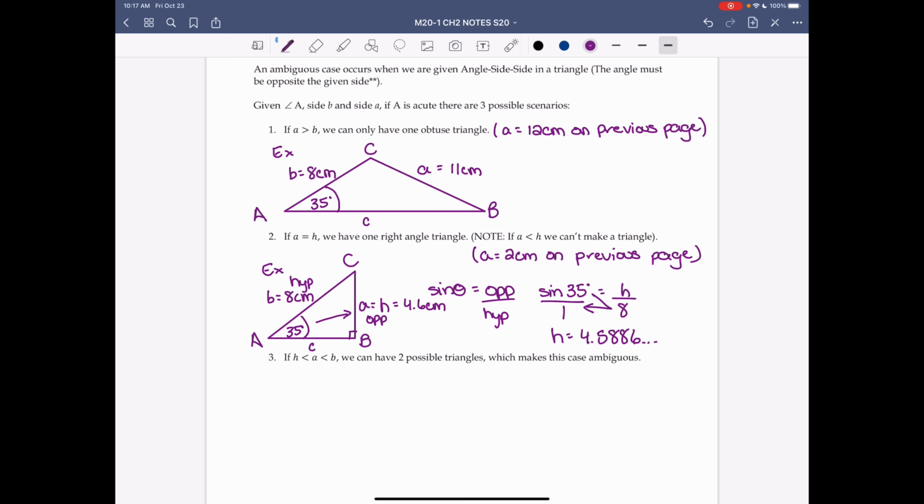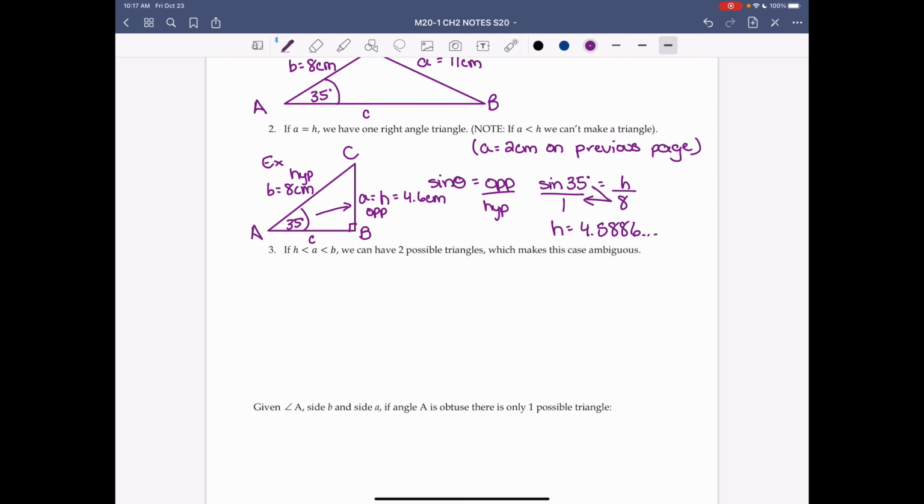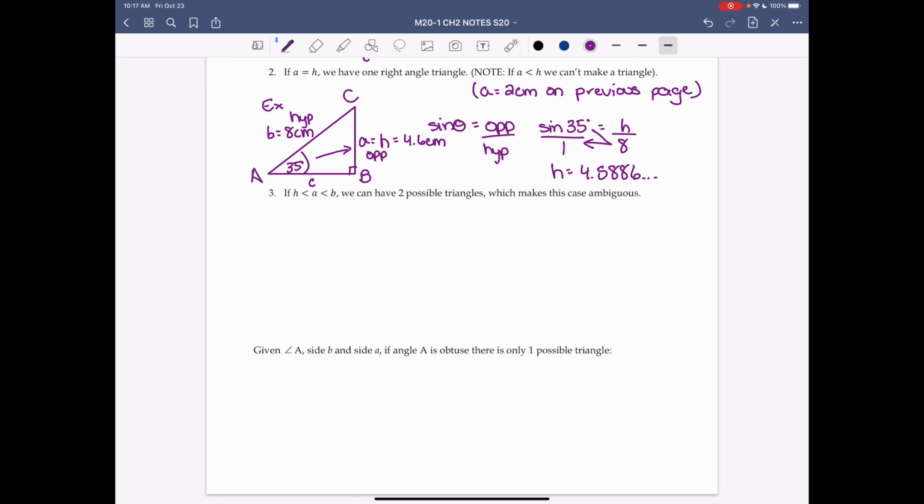So if your A value is equal to the height of the triangle, then you get one triangle. The third scenario is if your A value is greater than the height of the triangle, but less than side B. In that scenario, we can have two possible triangles, which makes this case ambiguous. We saw this when A was equal to 6 on the previous page.